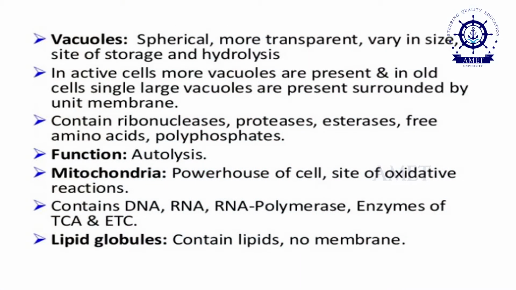And there are mitochondria, Golgi bodies, and lipid globules, which are also present. As we all know, mitochondria is the powerhouse of the cell, and it contains DNA, RNA and the enzymes which are responsible for TCA. TCA is the citric acid cycle. Lipid globules contain only lipids, and lipid does not contain any membrane.